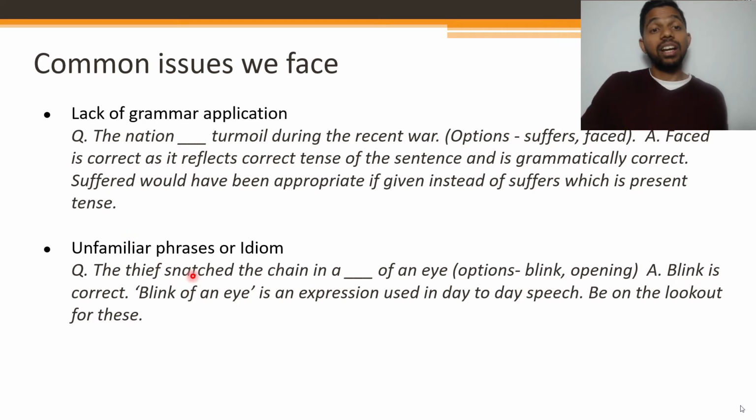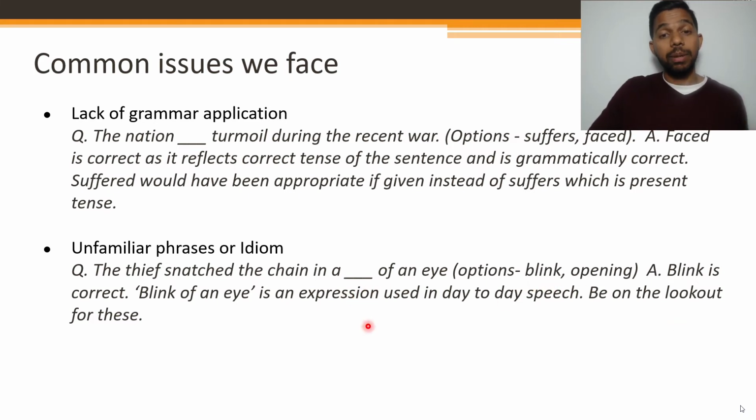So if you face an unfamiliar phrase or idiom, for example here, "the thief snatched the chain in a blank of an eye." There are two options here: one is blink and one is opening. Now if you have heard the expression "blink of an eye," then you know straight away that blink is the correct option. However, if you have never heard that expression, then you won't know that blink is the correct option. Opening might sound correct to you.